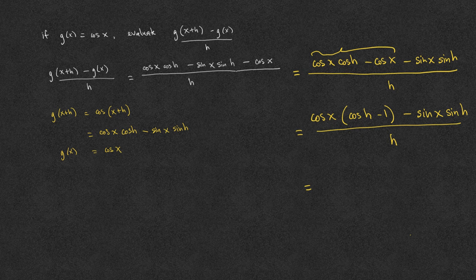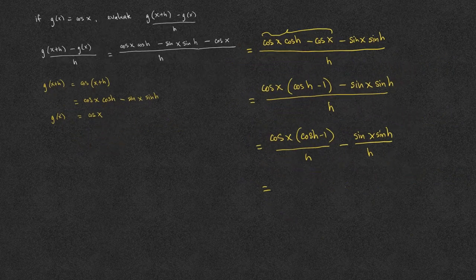Now, in calculus, we are interested in the expression cosine of x times cosine of h minus 1 over h, so we separate the fraction. H is the common denominator, so we can split the fraction into two. In the numerator, it is a difference, so we can split it into two fractions. We then rewrite it in the desired form.